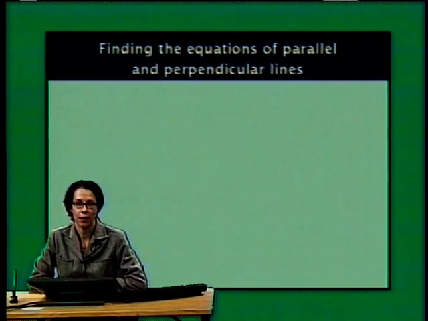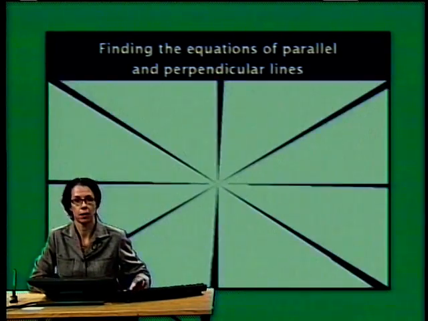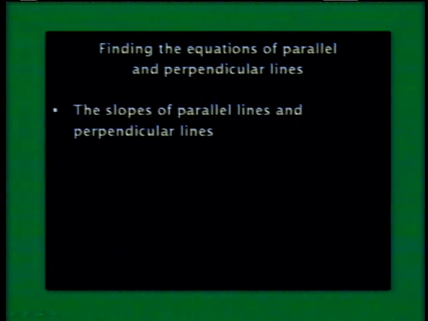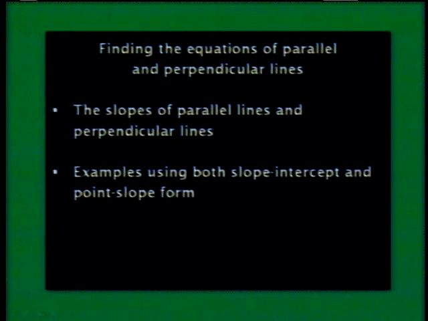In this part of the lesson, we're going to be finding the equations of more lines. We're going to use point-slope form and slope-intercept form. So in order to get some practice, we're going to work with parallel and perpendicular lines. To start, we're going to review the slopes of parallel lines and perpendicular lines. Then we'll work a bunch of examples. We'll work with both slope-intercept form and point-slope form. Then we'll just finish up with one application.